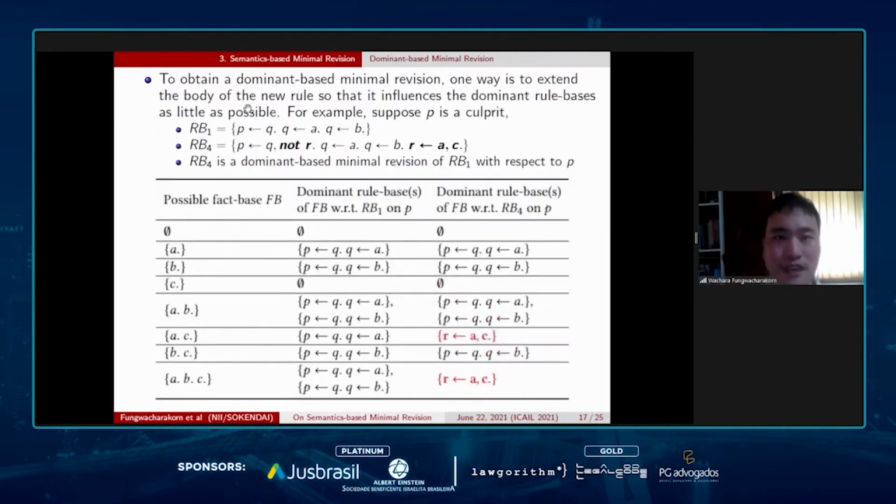So to obtain this kind of dominant rule base, one way is to extend the body of the new rule so that it influences the dominant rule base as little as possible. For example, suppose we would like P to be a culprit and we add "not R" in the first rule, then the way to make a minimal revision is to extend the new rule as R if AC instead of R if C. Then we get only two changes in the rows.